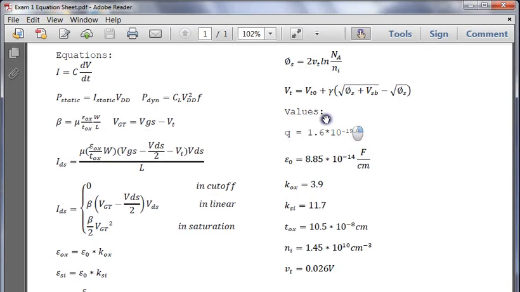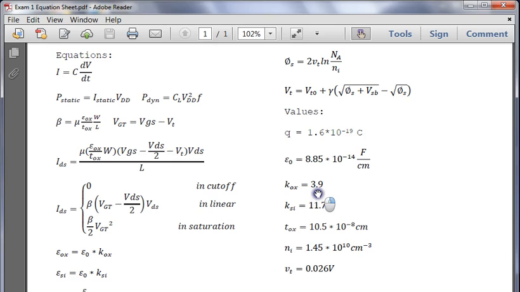So Q is the charge on an electron. EO is the permittivity of free space. This KOX is the permittivity constant of oxide. We're going to learn about this in a second. But you would multiply 3.9 times this 8.85 to get the permittivity of the oxide. Eventually, we're going to be talking about the permittivity of silicon itself. So you multiply that by 11.7. The thickness of the oxide we define as 10.5 times 10 to the negative 8 centimeters.